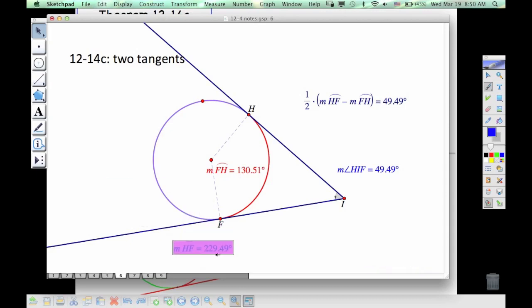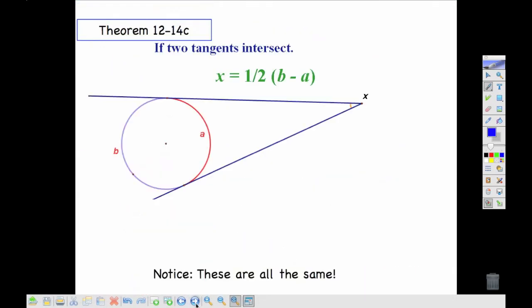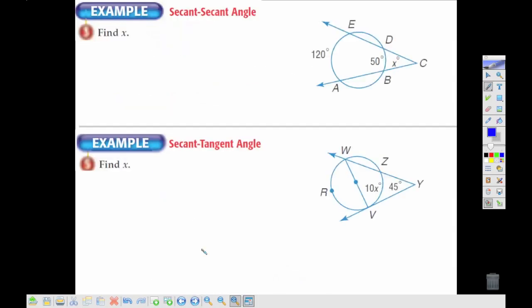So even if I only had one of my arcs, I could find the other arc by subtracting from 360. So all three of these theorems are going to use the same formula, where we take the arcs, the larger one minus the smaller one, divided by 2, will always give us the measure of the angle on the outside. So all three of those are the same theorem, which is why they've called them the same theorem, A, B, and C.